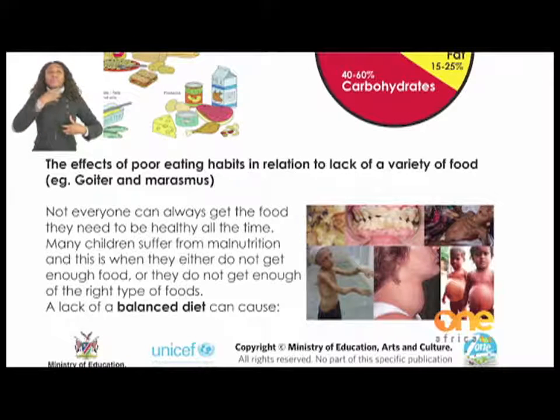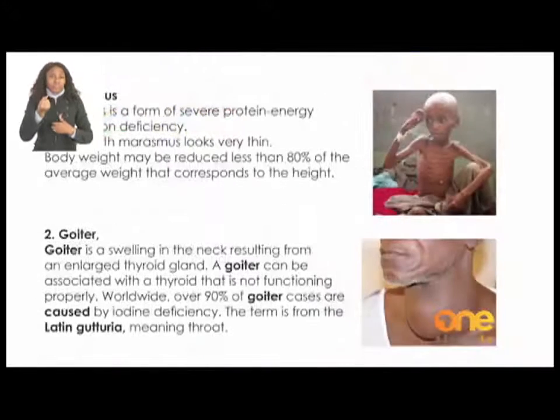Now let's move to page 18. As I mentioned earlier from the previous page, marasmus is one of the malnutrition diseases. So let's look at marasmus. What is it and what causes it? Marasmus is a form of severe protein and energy malnutrition deficiency. This is a disease that you will suffer from if you don't have food that contains protein or energy-giving food.